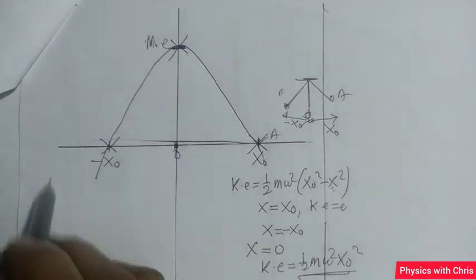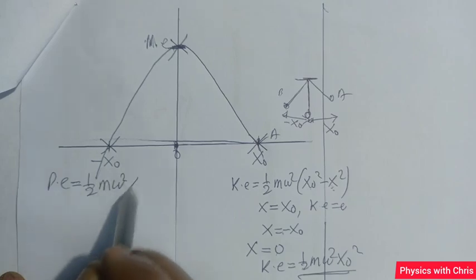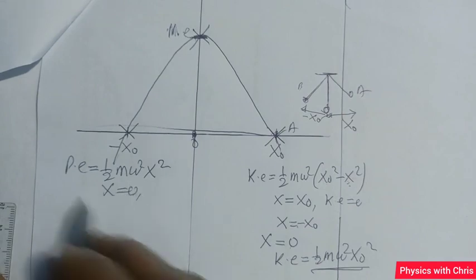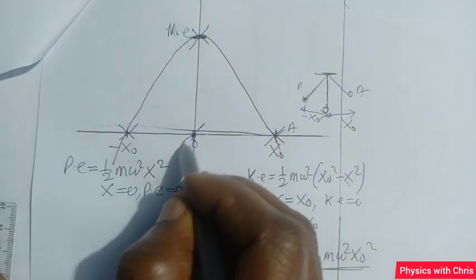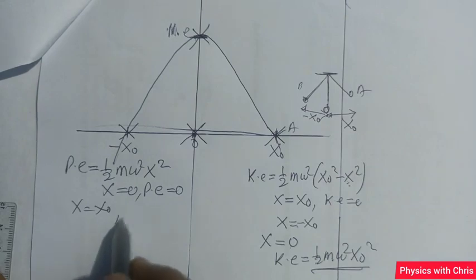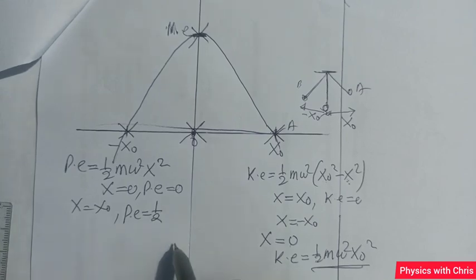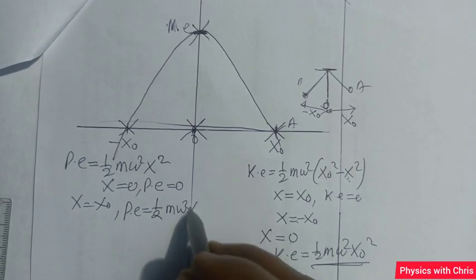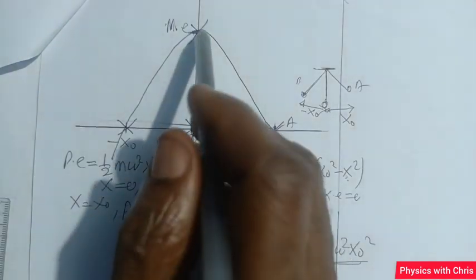Now for PE, the potential energy is half m omega squared x squared. So when x is 0, it is very clear that PE is equal to 0, so I plot here. And then when x is equal to x naught, you see that potential energy becomes equal to the maximum energy, which is the same thing as the total energy, half m omega squared x naught squared, which is the same thing as the total energy ME. So I plot here for that.